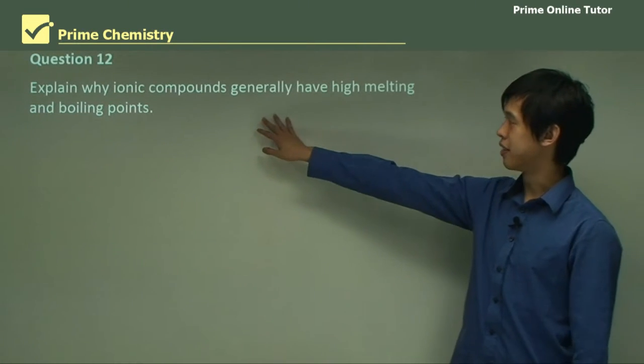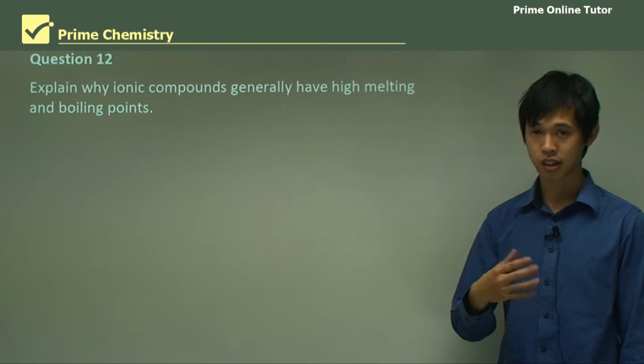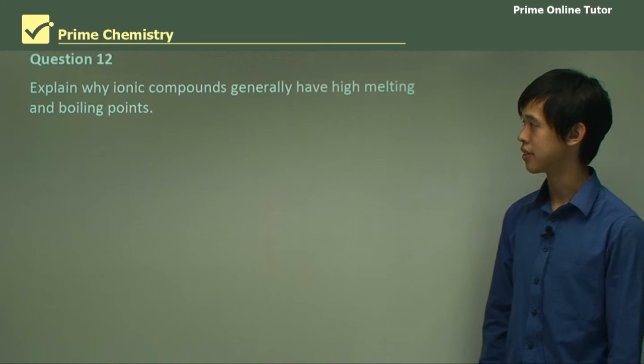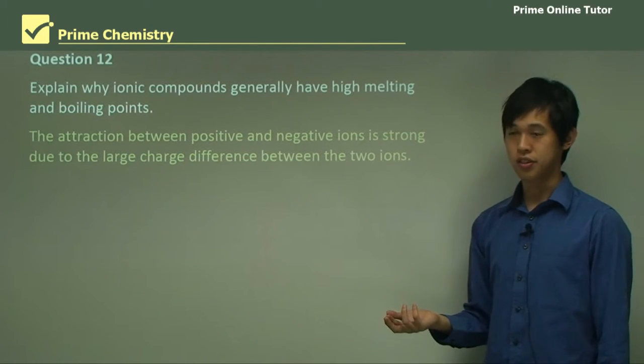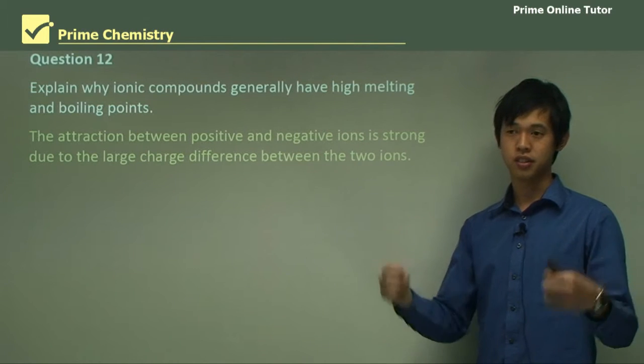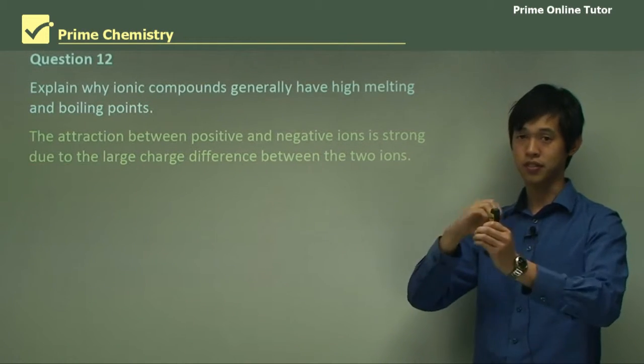Explain why ionic compounds generally have high melting and boiling points. Okay, so similar to metals, ionic compounds have very high melting and boiling points. Well, the attraction between positive and negative ions is very strong due to the large charge difference. So you've got a really big difference in charge between the positive and negative ions.